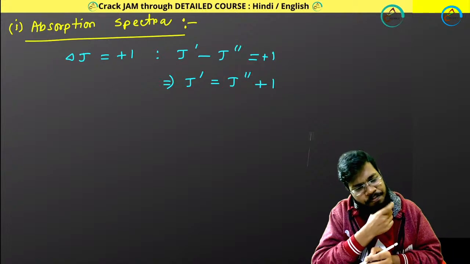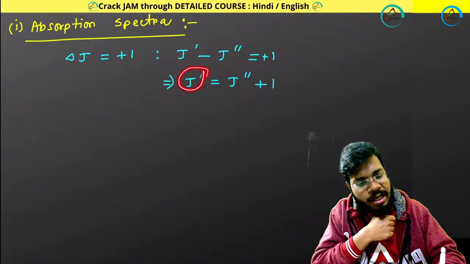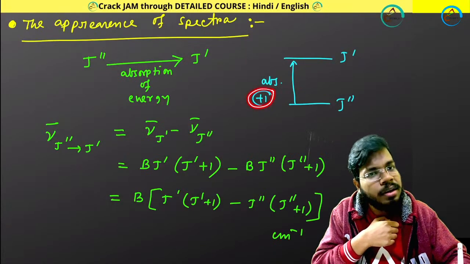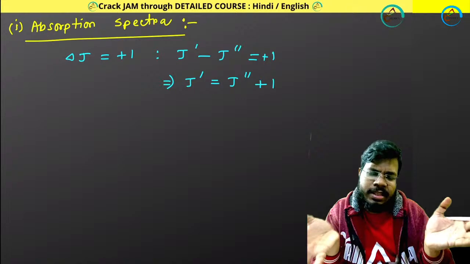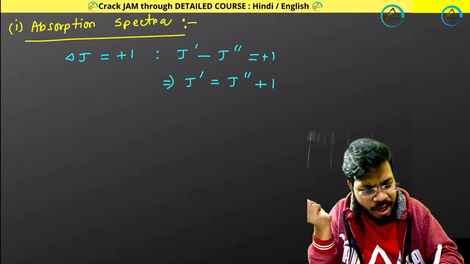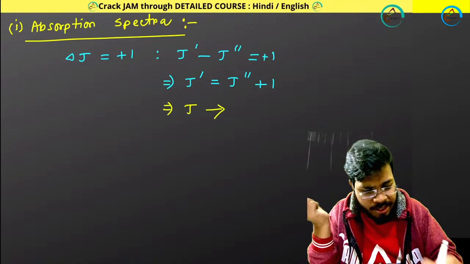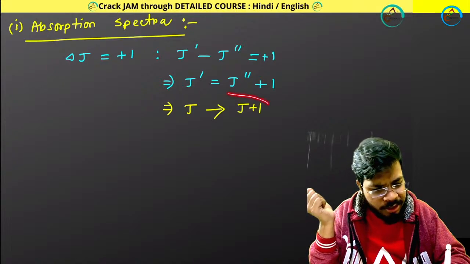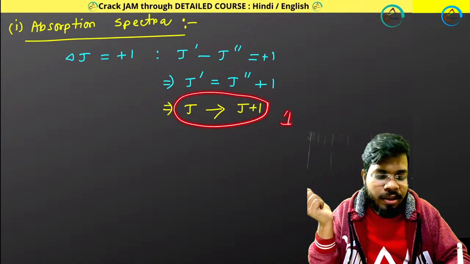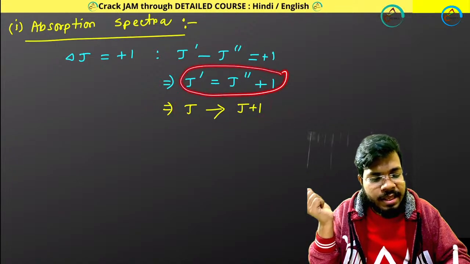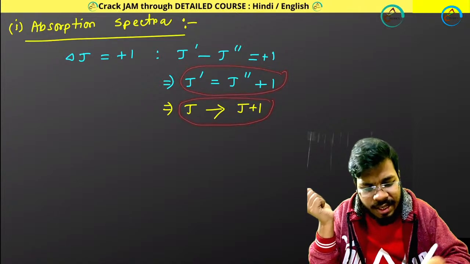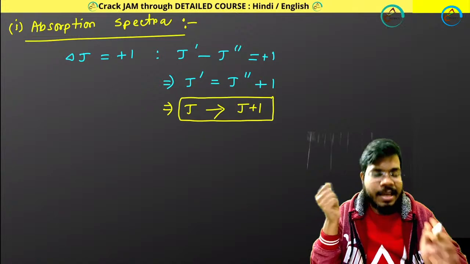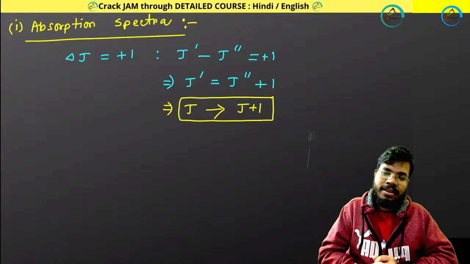The difference between these two is 1. That is what the selection rule says. So I can write this expression in this way as well. I am considering the transition happening from J to J plus 1, and if you calculate the difference between the two, you will get 1. So I am considering that the transition is happening from one J level to the next J plus 1 energy level.